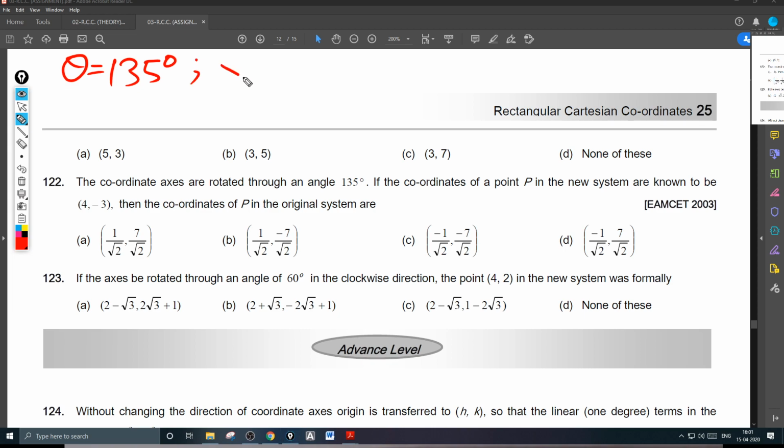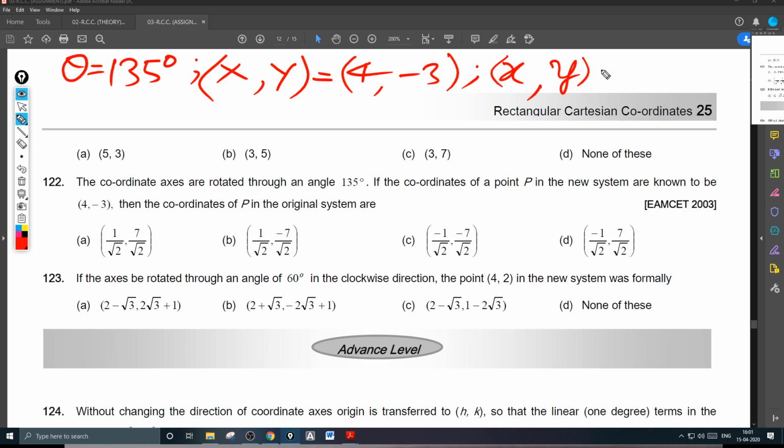Just to see how the question changed here, capital X, capital Y is given. That is the reason why I've been telling you that in coordinate geometry, understanding the given data is very important. Capital X, capital Y given is (4, -3). And what is to be found out? Small x, small y is to be found out.